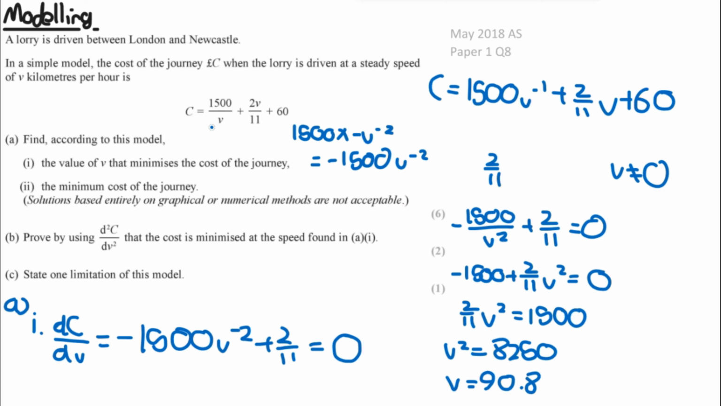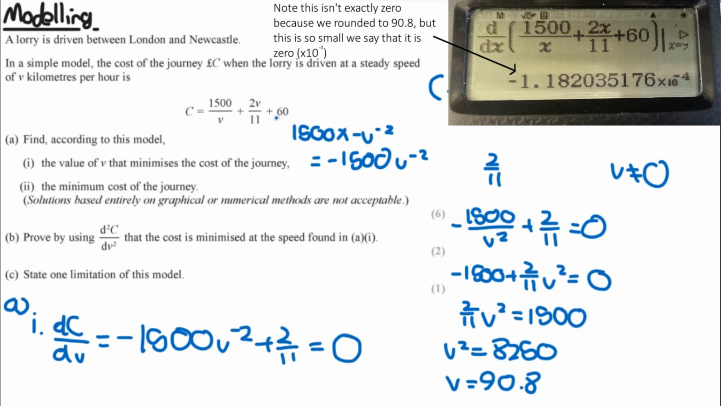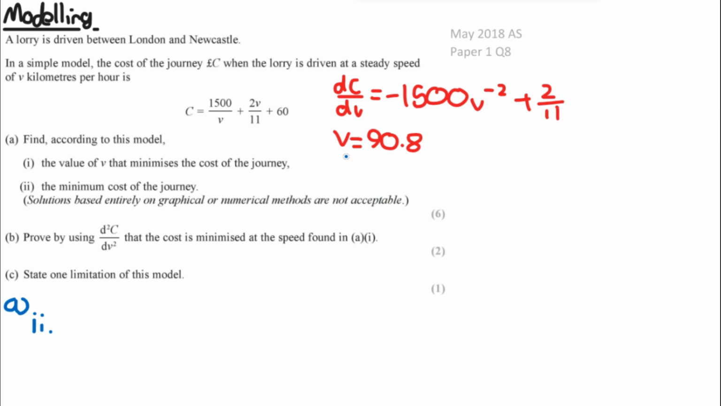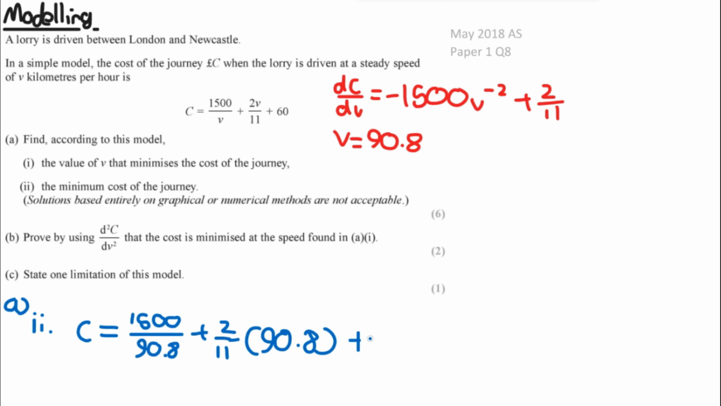Again, you can check your answer by putting this function into your calculator using the d over dx function and then putting 90.8 in as x, and it should give out a value close to 0. And then for part 2 of A, what we're just going to do is sub this value of v into here, and this will be the minimum value of C. So C is going to be 1500 over 90.8 plus 2 over 11 times 90.8 plus 60, and if you put that into a calculator, that is equal to 93.03. So that's the minimum value.